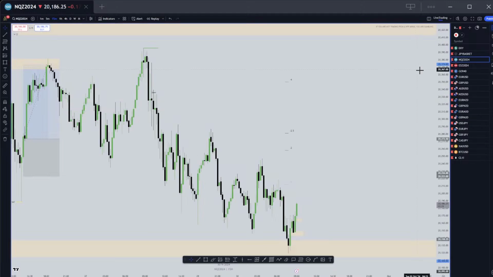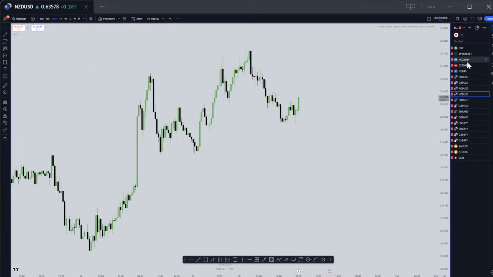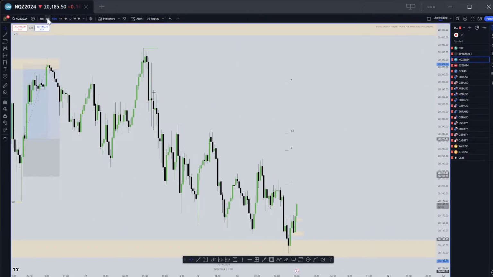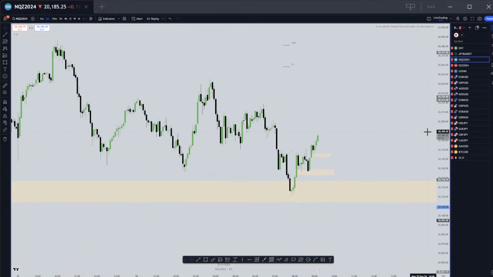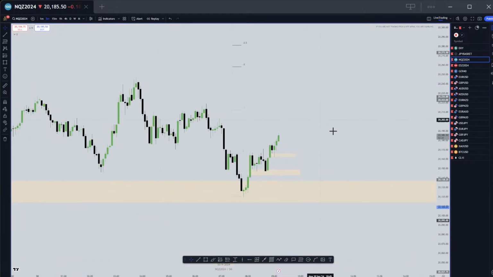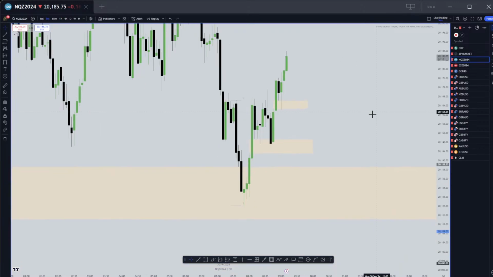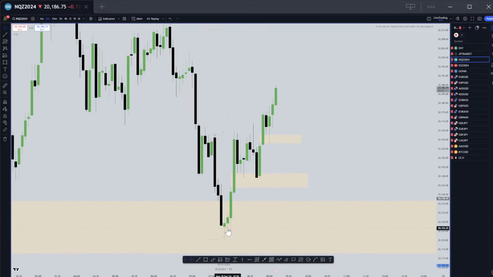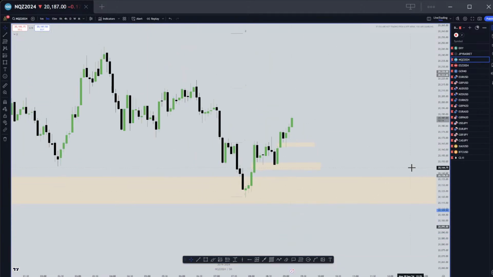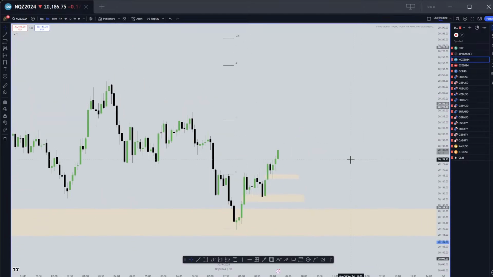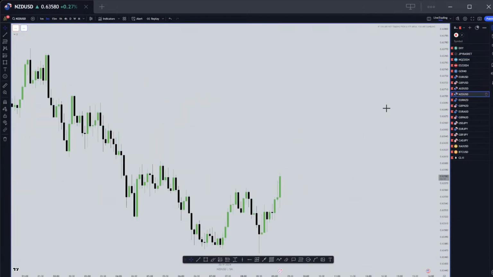If you take a short, go ahead. Oh well, there we go. Pretty clean. NZD USD.